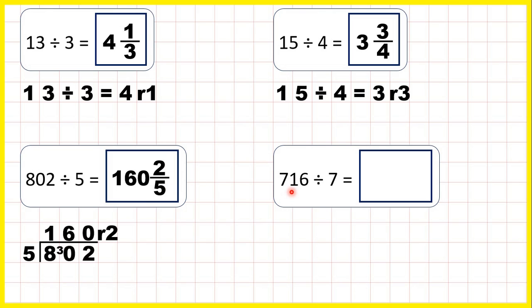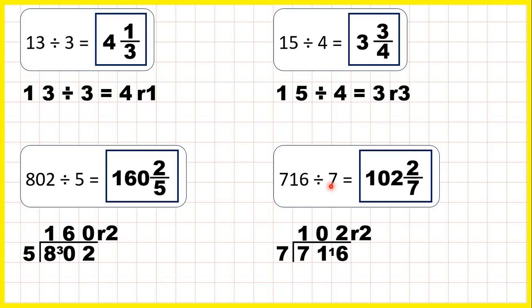Now 716 divided by 7. Again, we're going to need short division here. 7 divided by 7 is exactly 1 with no remainder. 1 divided by 7 is 0 remainder 1. And 16 divided by 7 is 2 remainder 2. So 102 is our whole number, our remainder 2 is our numerator, and our denominator is the number that we're dividing by, so our denominator is 7. So that's 102 and 2/7.